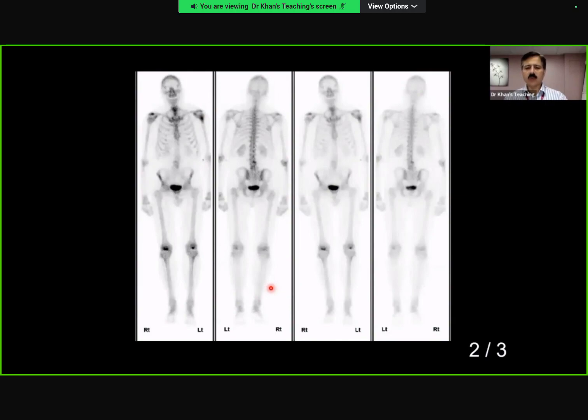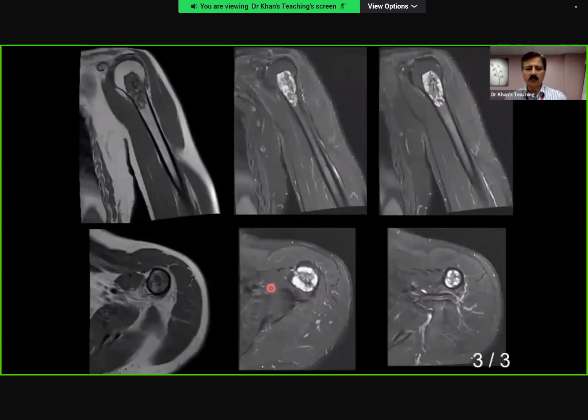So that's the key, and this has come in the viva also. Please remember that up to 30 to 35% of enchondromas can show uptake on nuclear scan. This is not taken as a sign of malignant transformation. Indirectly, nuclear scan hasn't got the specificity.